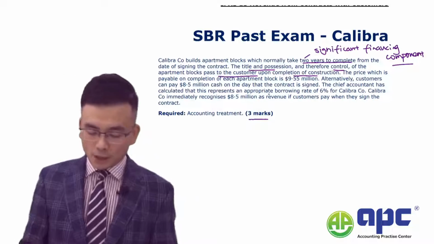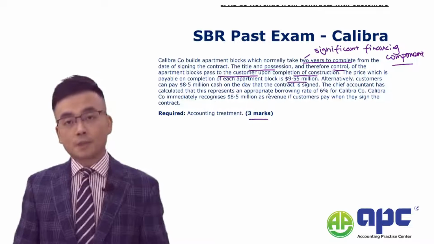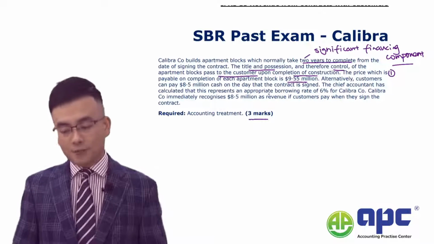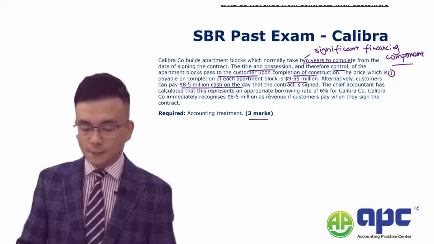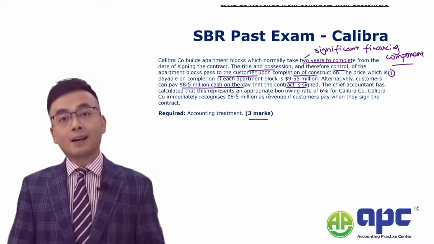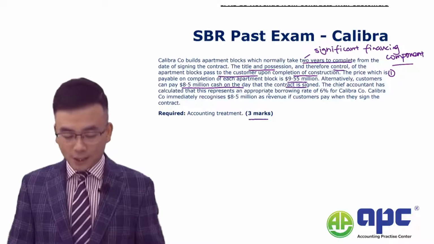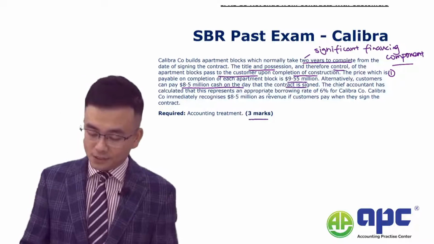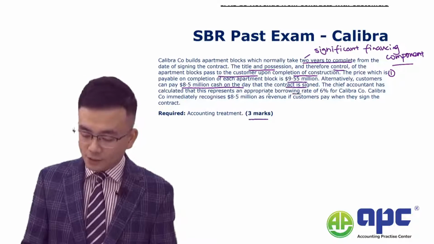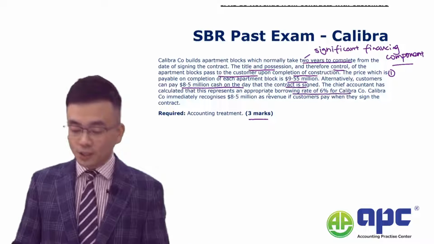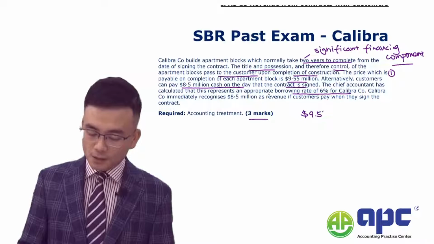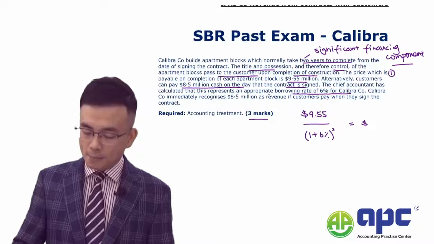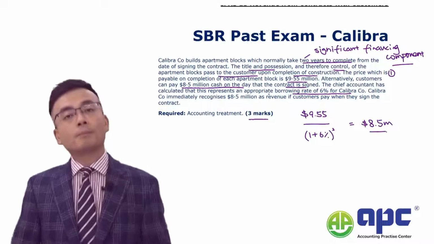The price payable on completion is 9.55. That's option 1. All right. However, we're also told that customers can pay 8.5 on the day that the contract is signed. That represents the borrowing rate of 6% for our company. So in other words, you can pay in 2 years, but if I were to discount the 9.55 over 2 years, it means that you can pay 8.5 now.